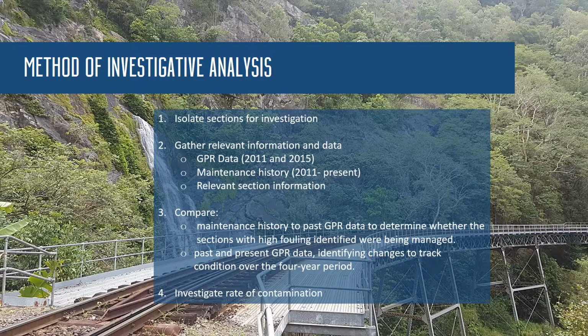The method that was undertaken for this investigative analysis began with the isolation of sections with sufficient data. This was followed by gathering all relevant GPR data for both 2011 and 2015 and the maintenance history for 2011 to present for each section under investigation. A comparative analysis was developed to both determine the effects of GPR on maintenance planning and the variation between 2011 and 2015 data sets. This was followed by investigating the rate of contamination for several sections.